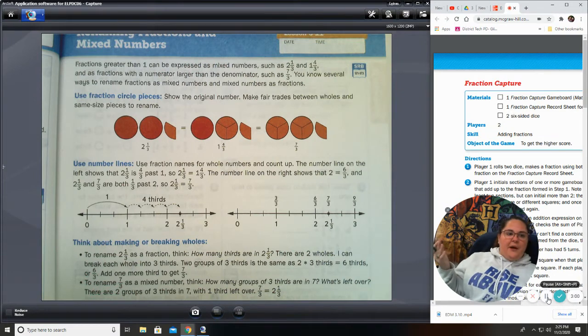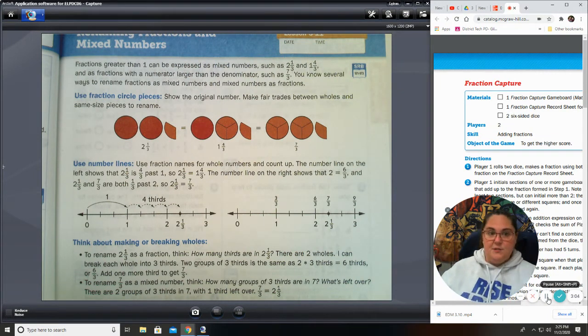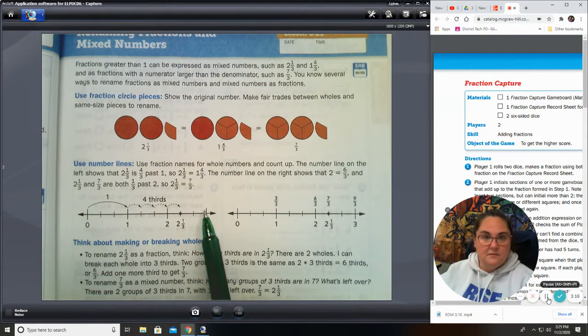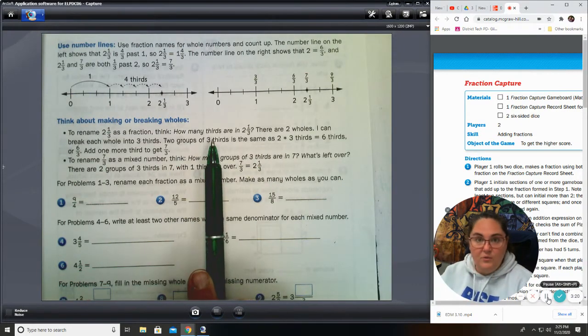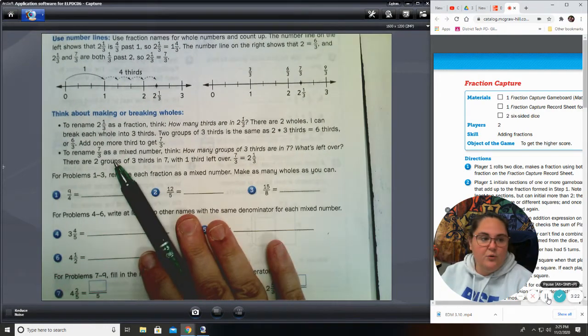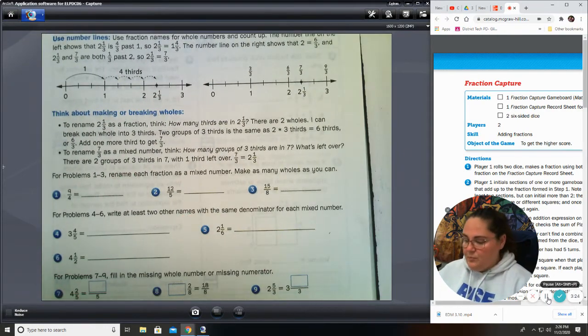Fractions greater than 1 can be expressed as mixed numbers. We've learned about this. 2 1/3 is bigger than 1. 1 4/3, bigger than 1. Now, we can use fraction circle pieces to help us out as well as the number line, okay? So think about making or breaking up wholes. This is another activity that you could do. You could either make wholes or break wholes.